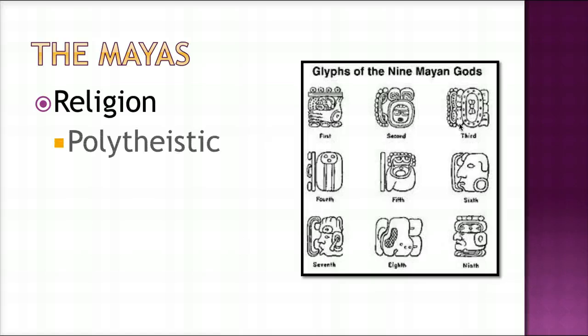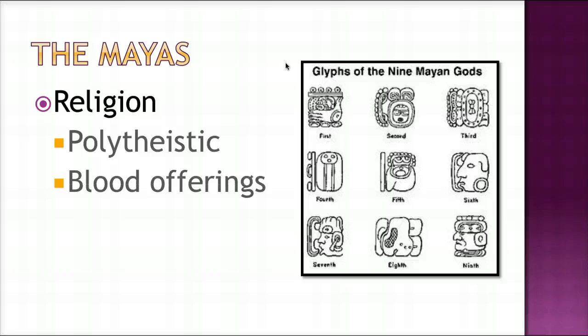Religion. They were definitely polytheistic. They believed in multiple gods. You can see this image here on the right, glyphs of the 9 Maya gods. We know the jaguar factored very heavily into this. It depends on what city-state you were in, but they definitely believed in a lot of different gods. There were a lot of blood offerings, both sacrificial and just blood. We know that they believed in human sacrifice.